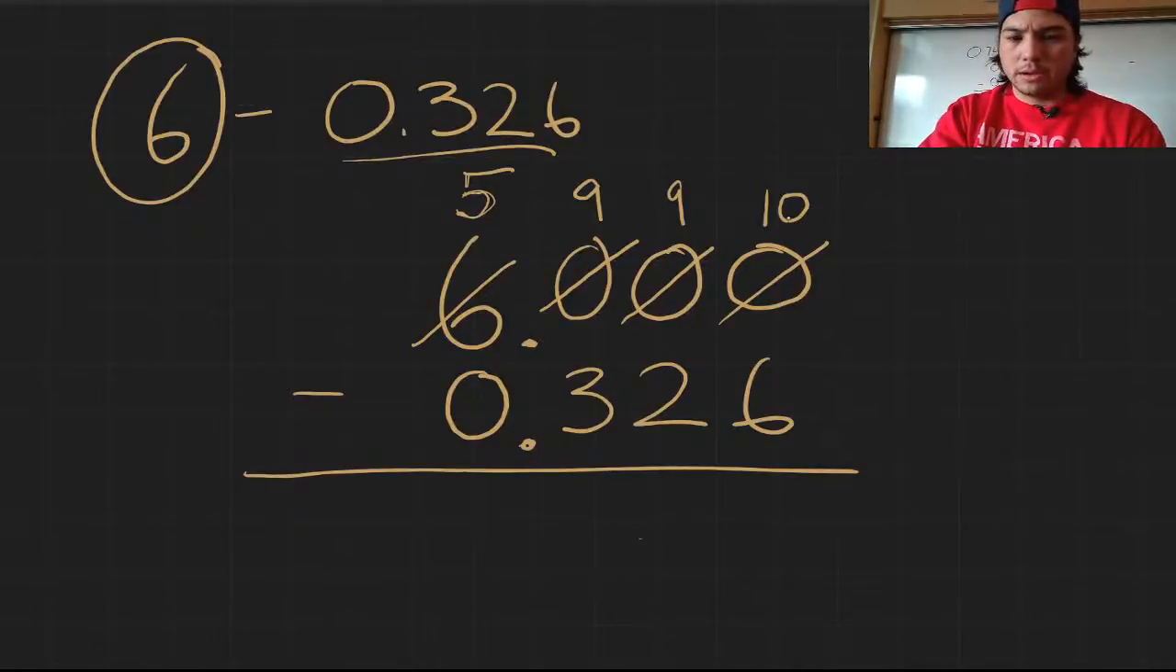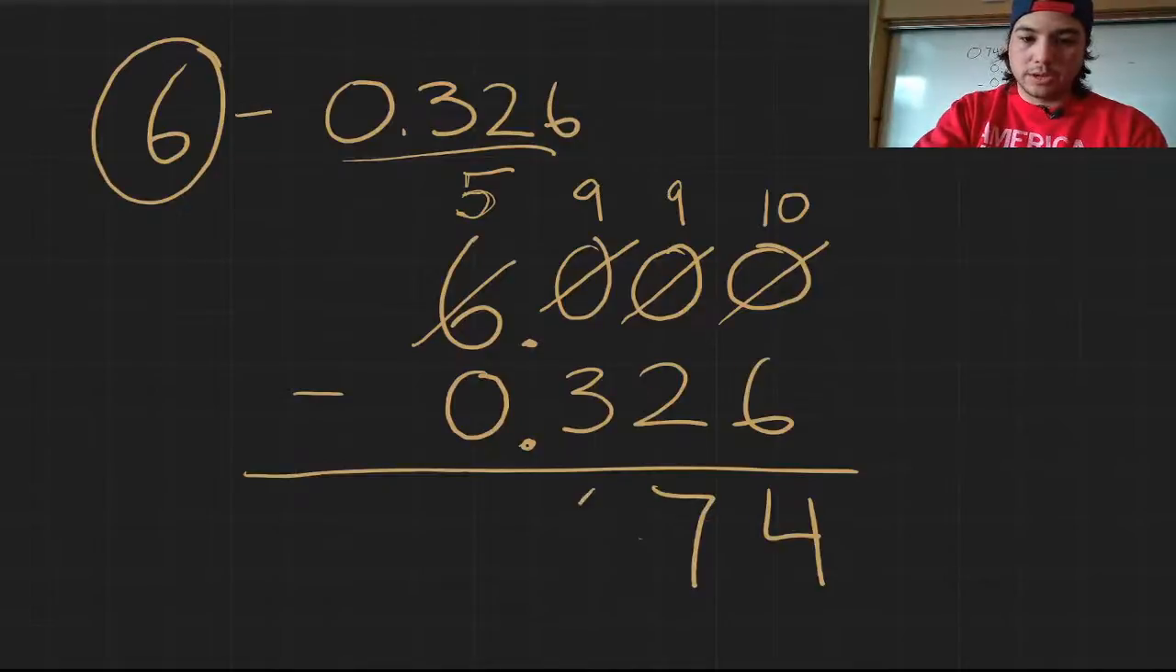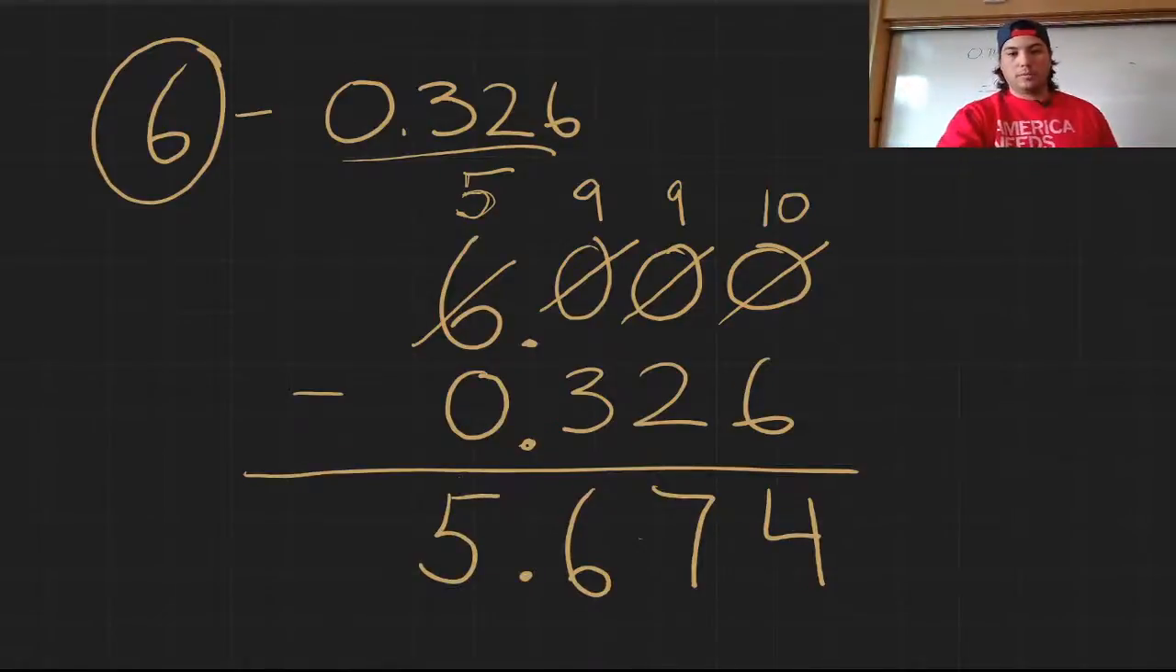Now you can subtract. 10 minus 6, 4. 9 minus 2, 7. 9 minus 3, 6. 5 minus 0, 5. So you end up with 5 and 674 thousandths.